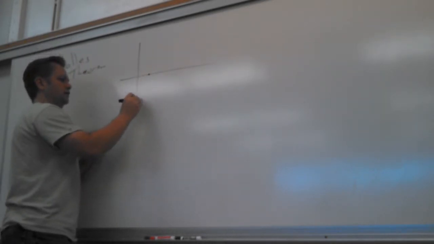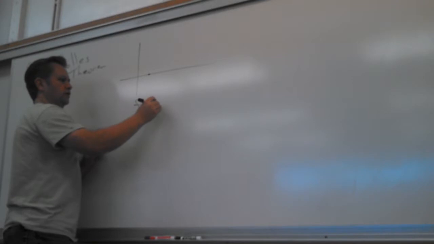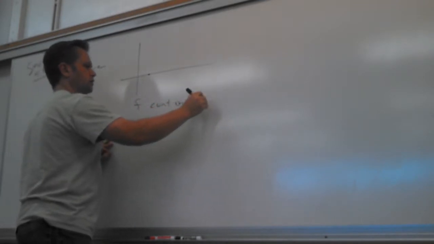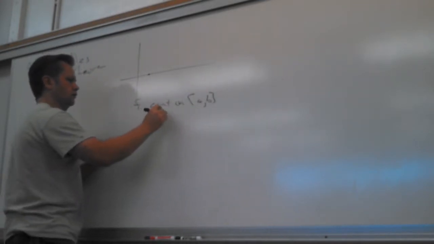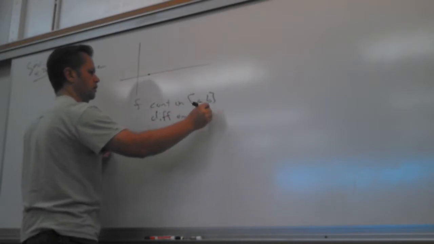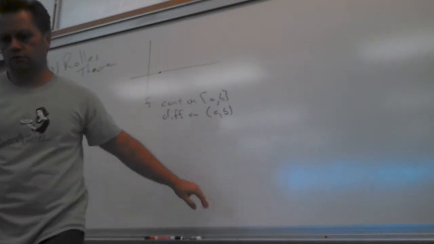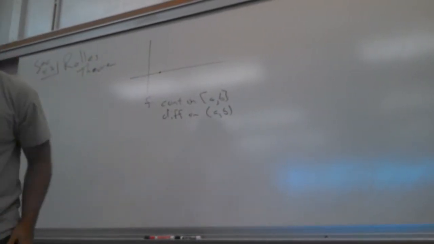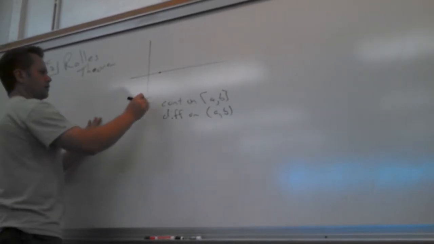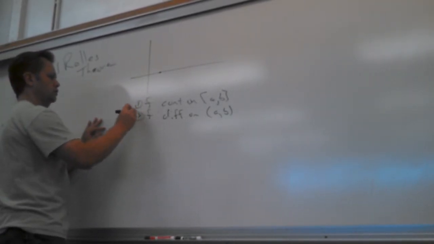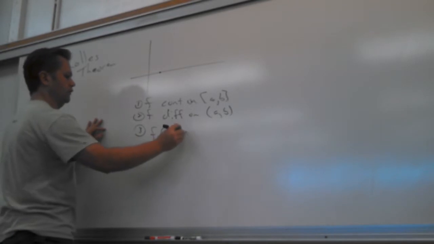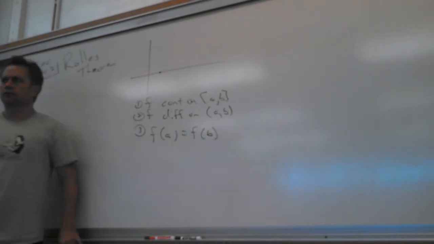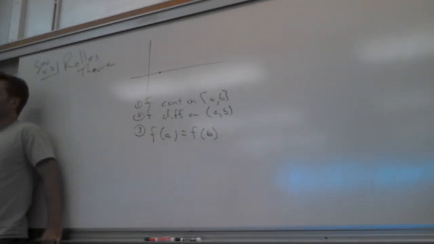So if we have a function f continuous on [a, b], differentiable on (a, b). So it doesn't have to be differentiable at the endpoints. So this is 1, 2, and if we know that f of a equals f of b. All right. Well, let me let you absorb that.